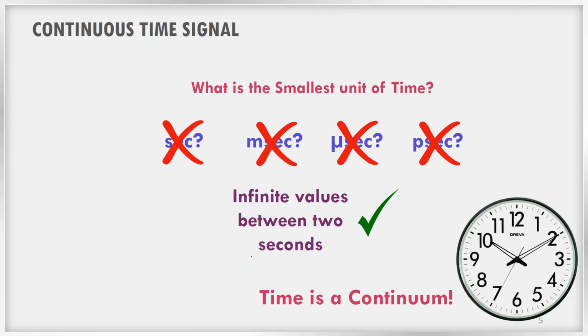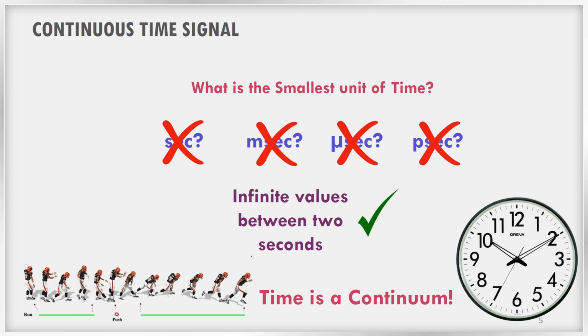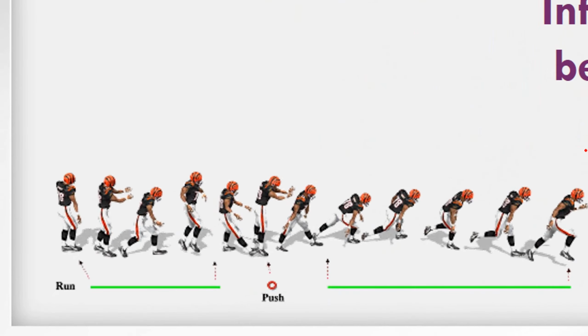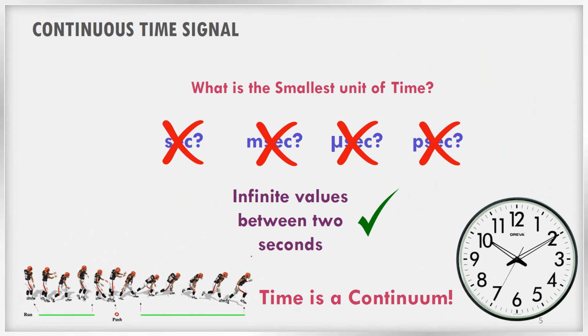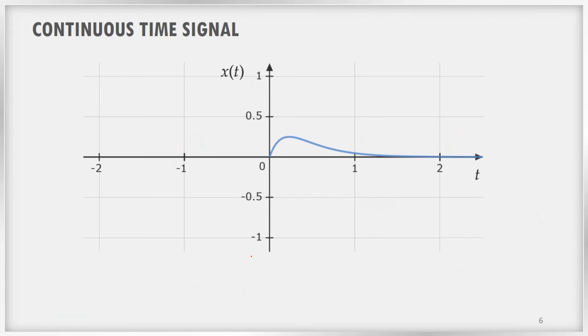There are infinitely many frames in between 2 seconds. For example, if you are recording your life using a camera which can take infinitely many frames in 1 second, then you can see that there are so many frames between 2 seconds. So time is also a continuum. Why is this very important? This signal is known as the continuous time signal.